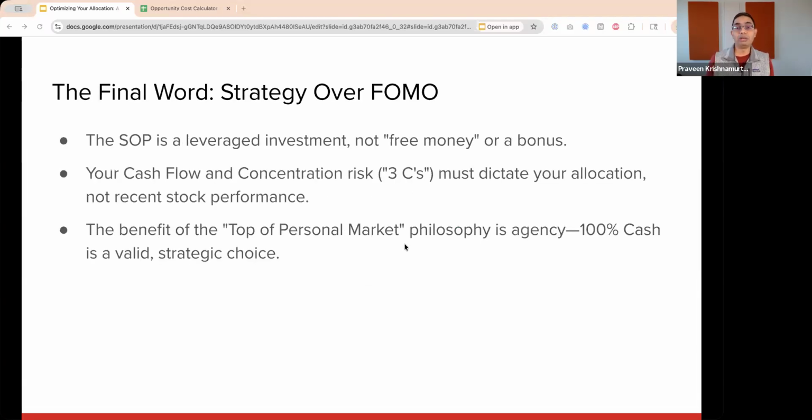So finally, I want to leave you with this. The SOP is a leveraged investment. It's not a bonus. Your cash flow and concentration limits should dictate your election, not the recent stock trend or what others are doing. One of Netflix's core philosophies is top of personal market. That means you have the agency. Choosing 100% cash is a perfectly valid and strategic choice. Choosing an allocation because it fits with your life goals and financial situation is equally valid. There is no right answer, just the answer that fits your life.